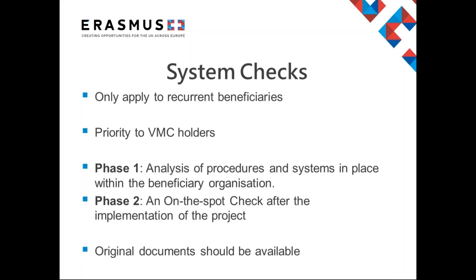System checks are carried out in two phases. The first one will look at the overall procedure within your organisation setup to ensure an efficient delivery of high quality projects. Phase 2 will be an on-the-spot check, as explained earlier, for an ongoing Erasmus Key Action 1 project. All rules for a normal on-the-spot check apply. Both phases can be done at the same time or separately. Please note that all original documents should be made available during the checks.